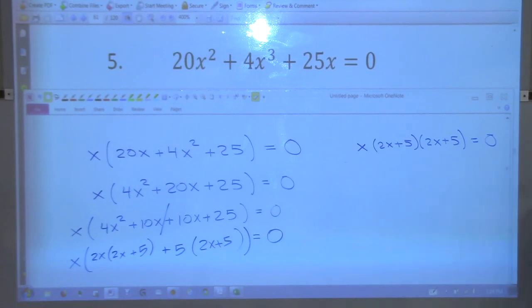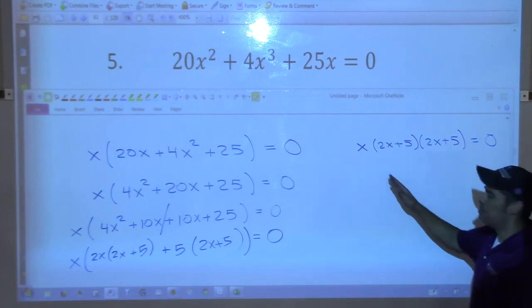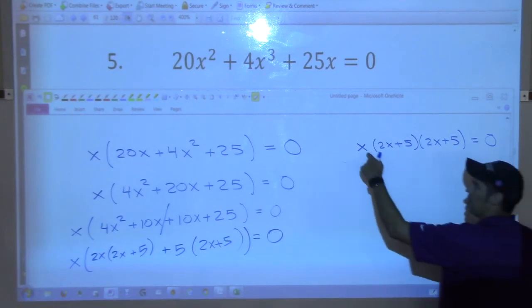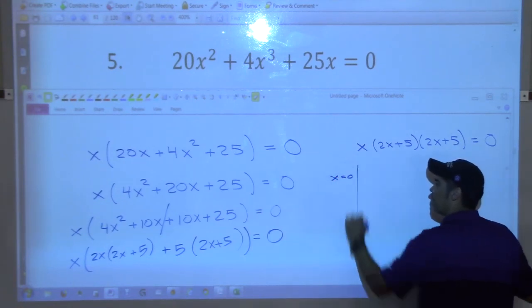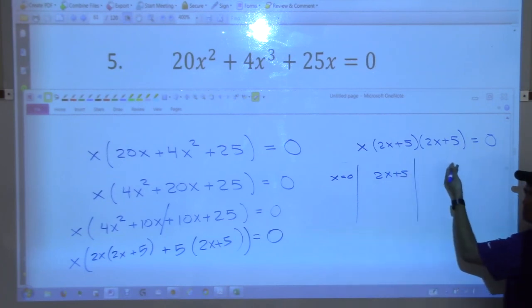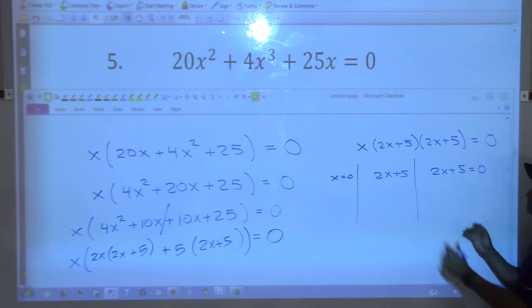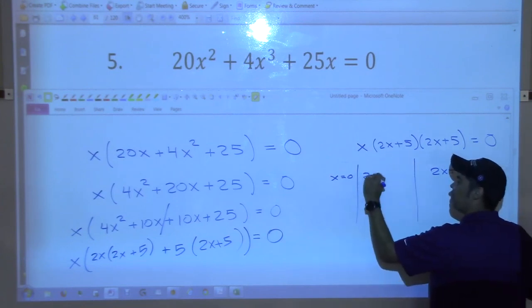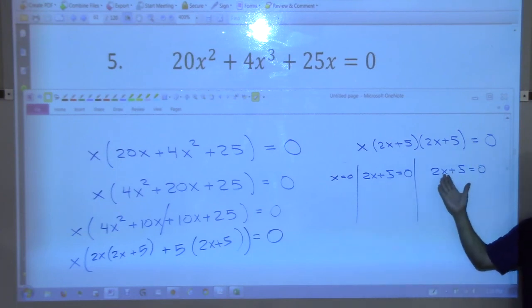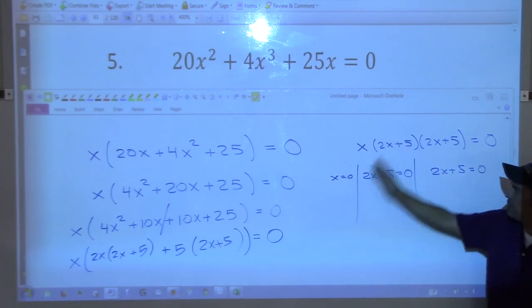Now, Marcus, we can use the zero factor property, right? We have things that multiply to be 0. This times this equals 0. So you set each one of them equal to 0. So I'm going to set x to 0, 2x plus 5 to 0, and then 2x plus 5 to 0 again, right? But I really don't have to do the math twice. I only have to do it once, but I want to point out it's this, this, and this, right?